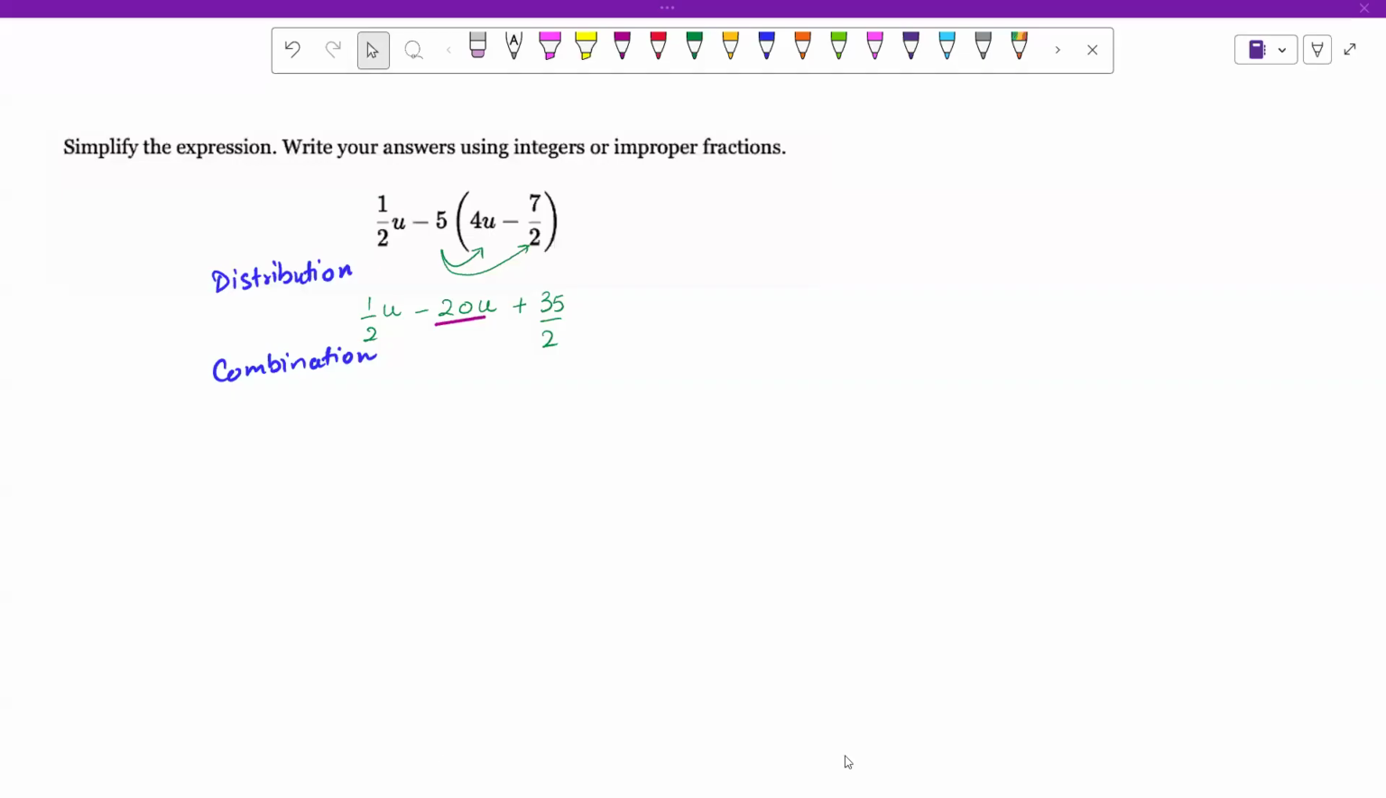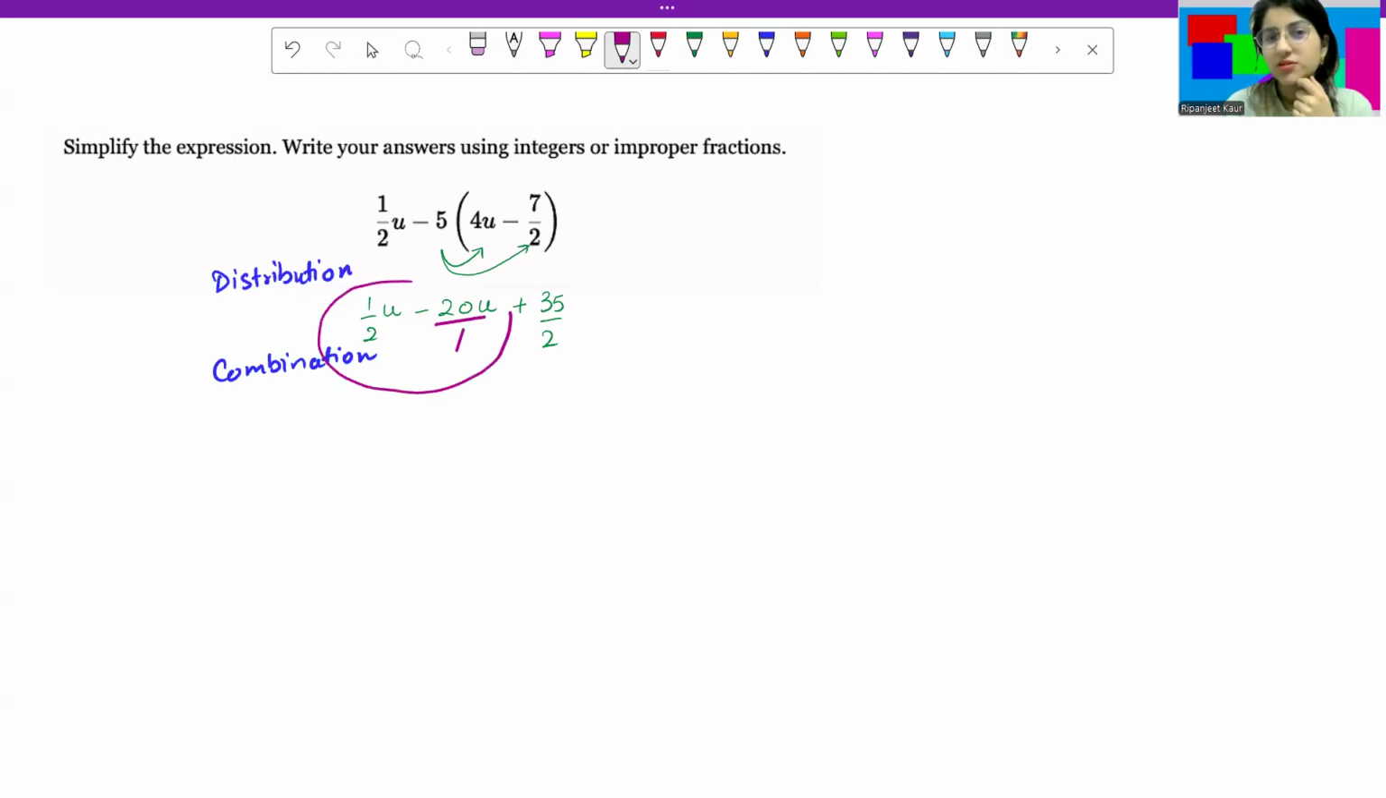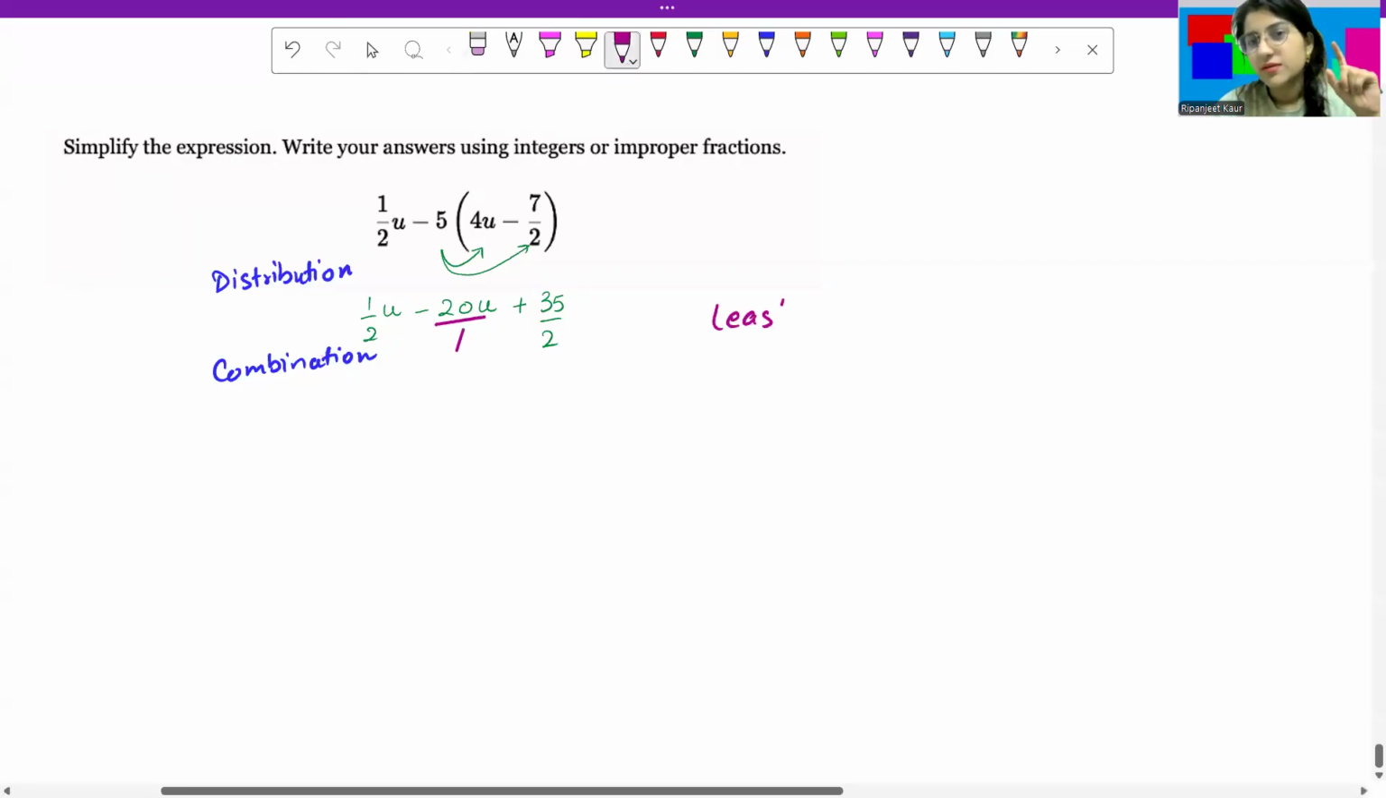That's not how we do it. See, what we have to do is make the denominators the same. There is no denominator in 20, so how do we do it? 20u. There is nothing in the denominator, so we put a 1. Now we look at the denominators for both of them, which is 2 and 1.